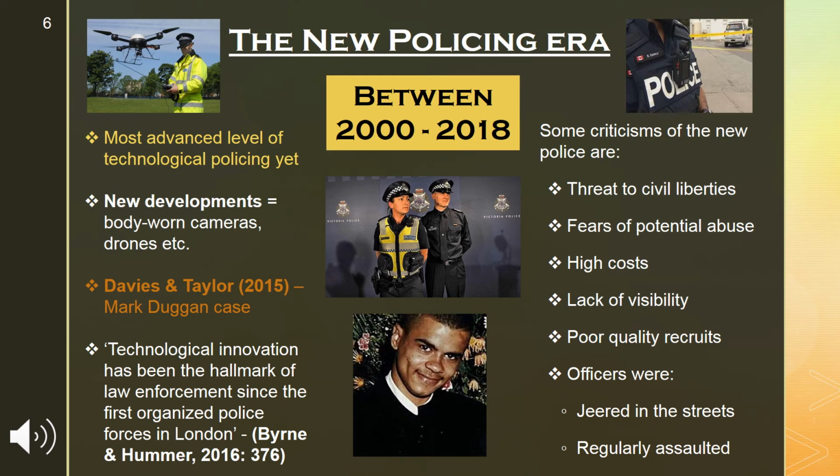Although the change of policing has shown beneficial factors to society, the development of such an advanced level of technologies has had its challenges. For example, Davies and Taylor discussed the Mark Duggan case and outlined how the police killed Duggan using security equipment without the full knowledge of its correct use. Other criticisms of the new police include the threat to civil liberties, fears of potential abuse, high costs, lack of visibility, and the others displayed on screen.